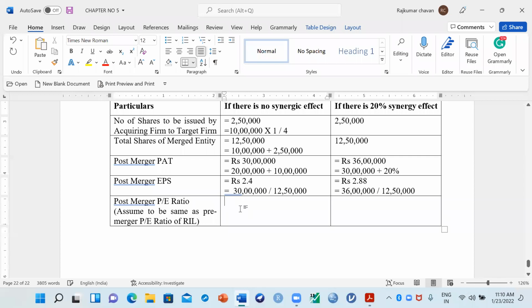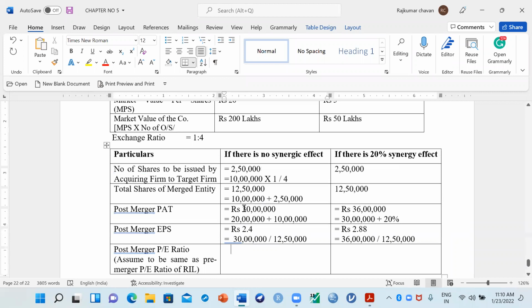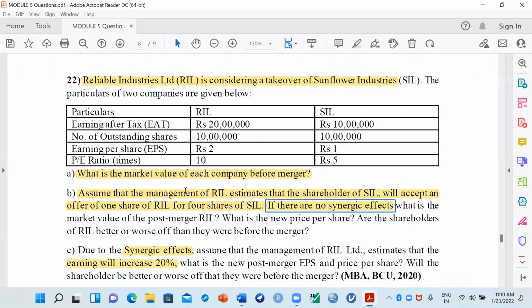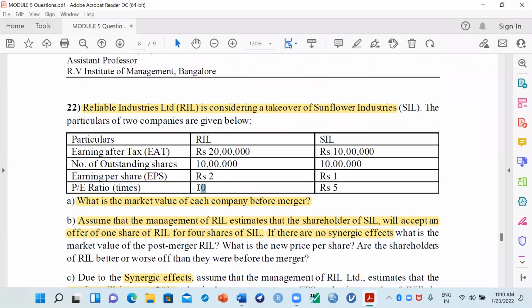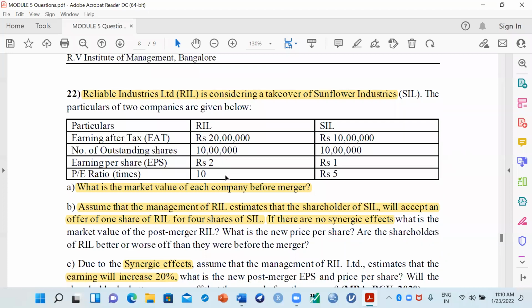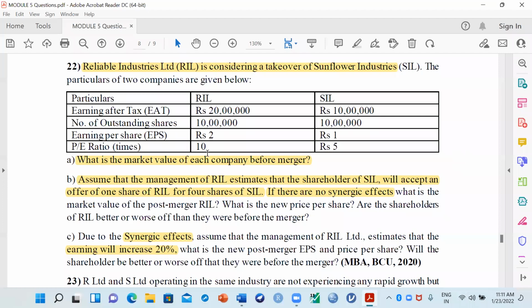If there is no synergic effect, or if there is a synergic effect, then what will be the value of the firm? So what is the P ratio of RIL? The acquiring firm's P ratio is how much here? 10. So when you are assuming, assume it to be at the buying company's P ratio, remember. Don't assume it to be at the selling company's, the target firm's. So assumptions will be based on your P ratio, because you are going to take over the company.